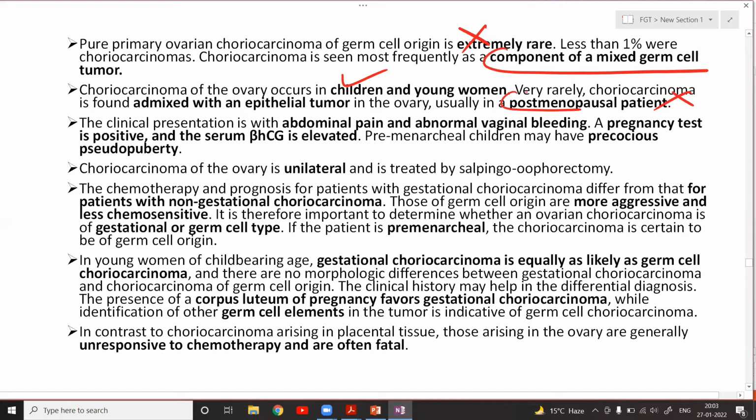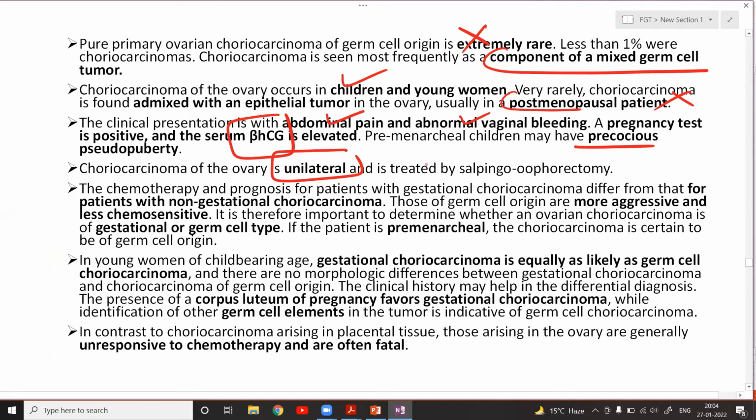Now the clinical presentation is with abdominal pain and abnormal vaginal bleeding. A pregnancy test is positive. Again, as I told you, if the pregnancy test comes out positive, it is indicating the presence of a germ cell tumor. It might be any. This is basically a tumor of syncytial trophoblast, so over here beta HCG will be there. But that is also seen in dysgerminoma, embryonal carcinoma, and yolk sac tumor. In this case, you are going to have positivity for beta HCG, and they may also present with precocious pseudopuberty.